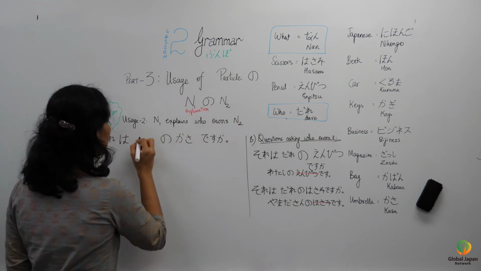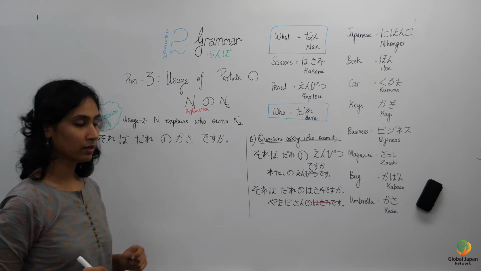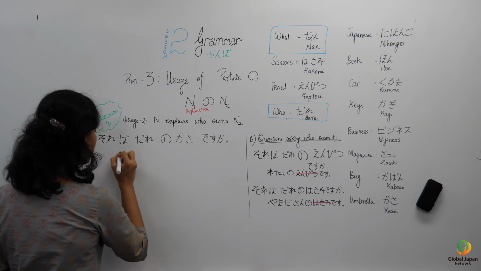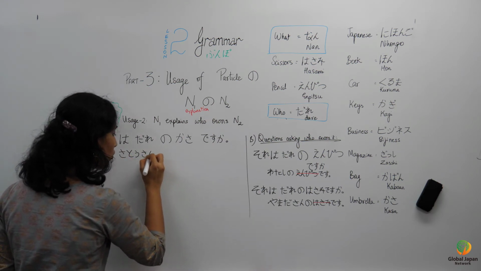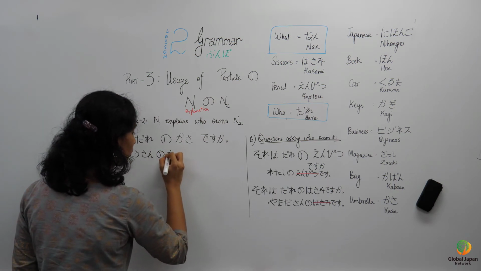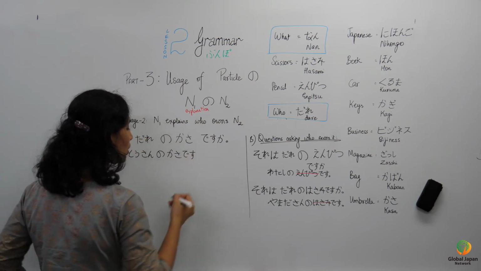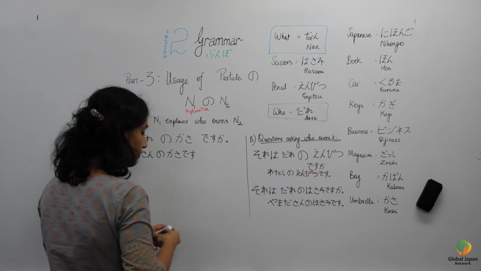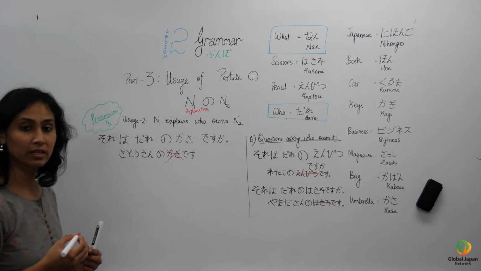Soreva. Dare no kasa desu ka? My answer, Sato-san no kasa desu. I could tell Sato-san no kasa desu. Or if I'm just in conversation with someone, I could skip kasa. I could just tell Sato-san no desu.